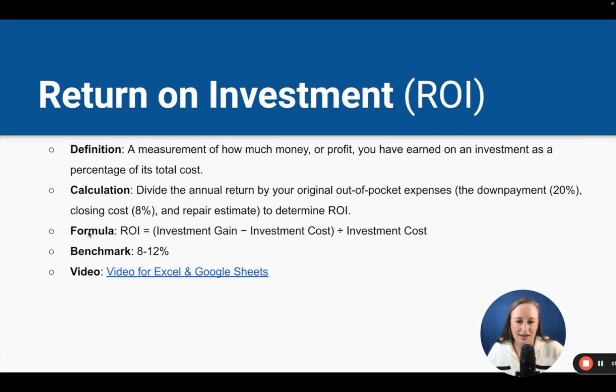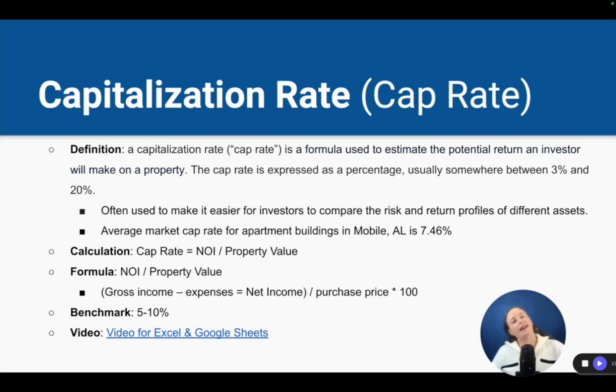So here's the formula. And I also have your link about how to calculate this in Google Sheets. And same as your cash on cash, a general benchmark for a good ROI in real estate is usually between 8 and 12%.